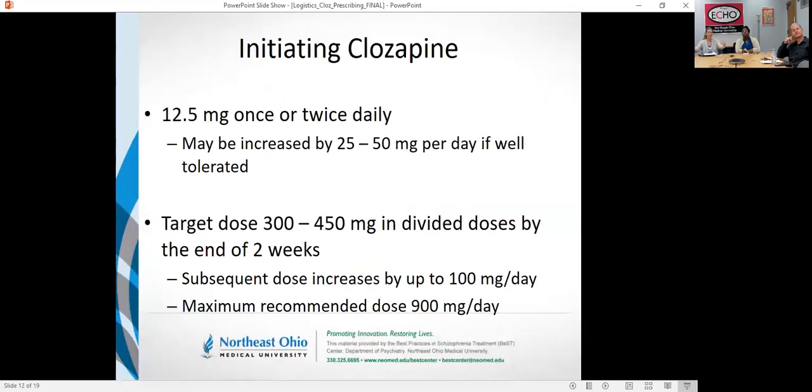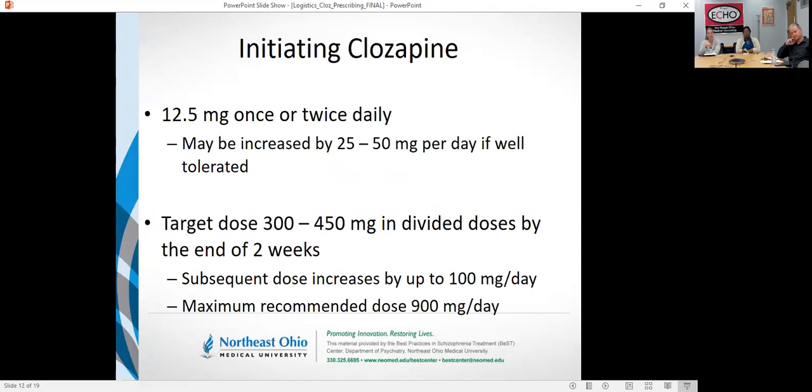So assuming things are going smoothly, the dosing that we would want to start with, it's recommended to start with 12.5 milligrams either once or twice a day. This can then be increased by 25 to 50 milligrams each day, depending on how well the patient tolerates it. So sedation, as well as orthostatic hypotension and syncope, these tend to be some of the episodes that make it a little difficult to titrate therapy in some patients. It takes them some time to be able to tolerate it.